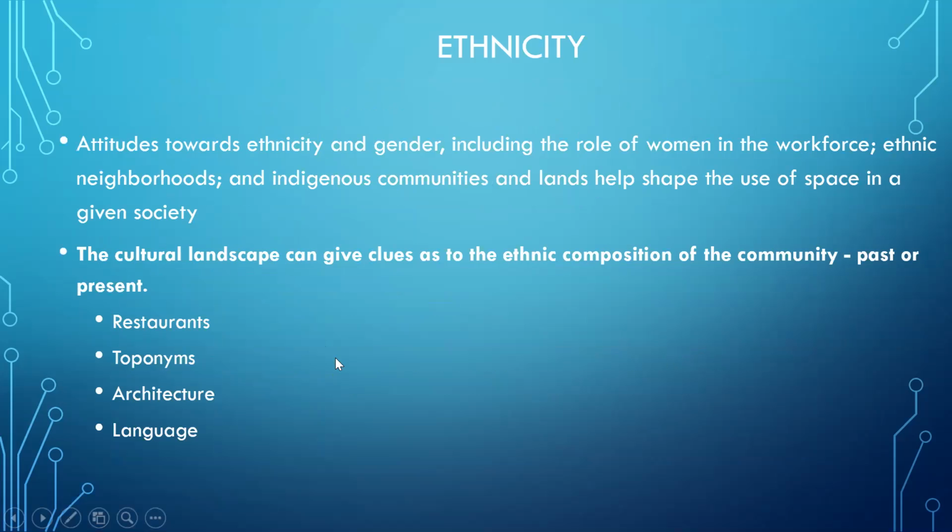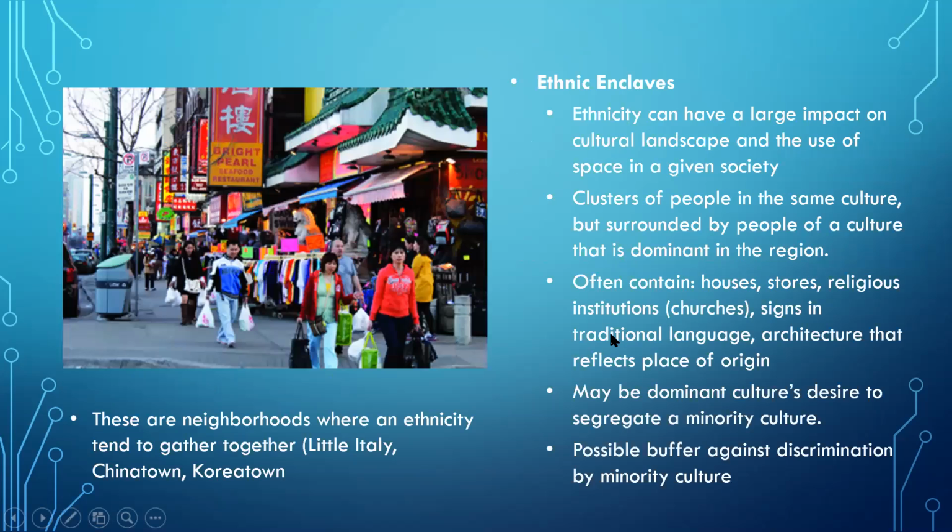Okay, awesome. Something else that's important about knowing cultural landscapes is that if we look closely at the cultural landscape of a society, we can tell a lot about a society's attitudes towards ethnicity and gender, including the role of women in the workforce. Ethnic neighborhoods and indigenous communities and lands help shape the use of space in a given society. The cultural landscape can give us clues as to the ethnic composition of a community, past or present. You can look at restaurants, toponyms, architecture, and language.